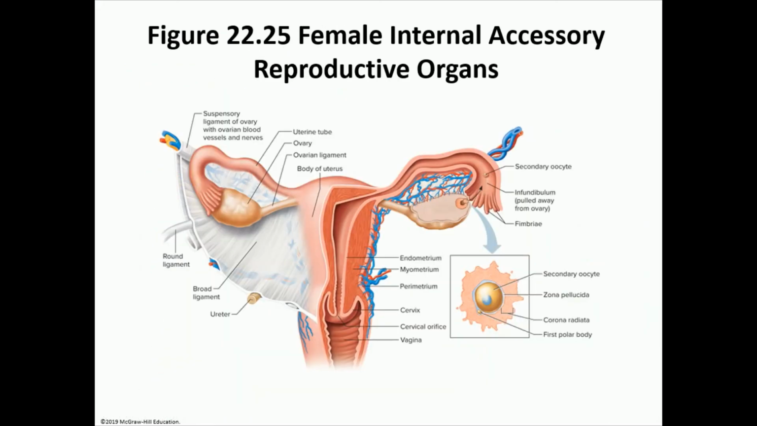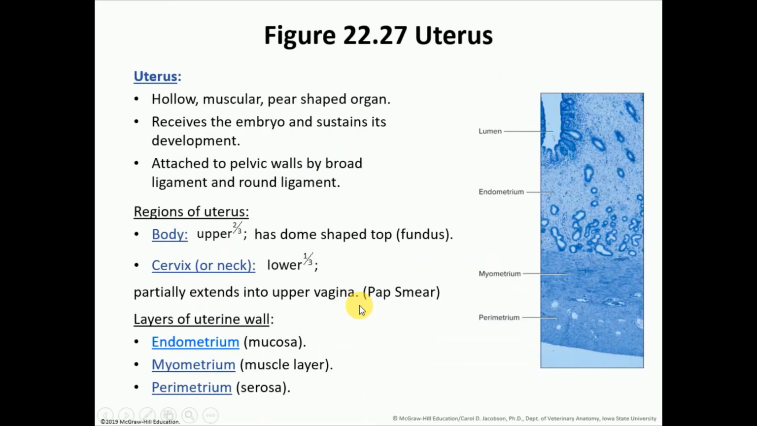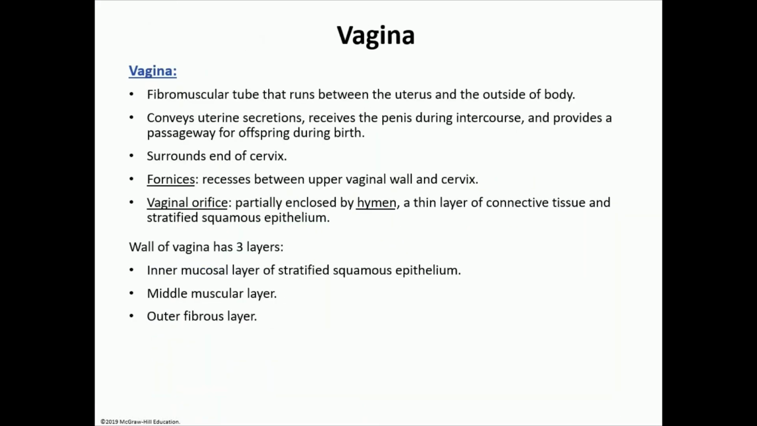I'll show you that fornix in a better picture right here. Okay, so that little angle between the cervix and the vagina, those are the fornices that we were talking about.